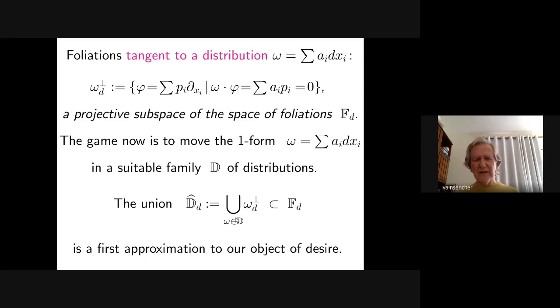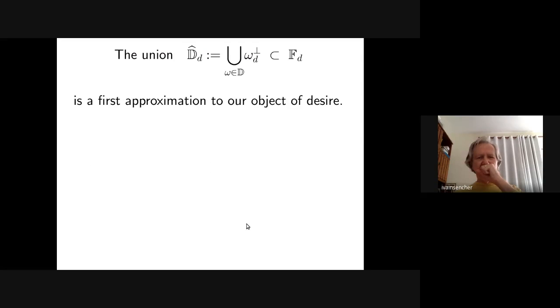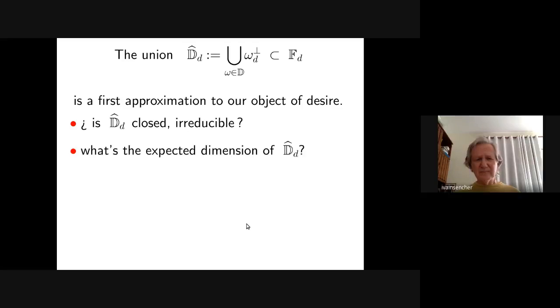So that's what we want to study. It's the space of all foliations of degree D tangent to some distribution varying in a family. And that's just a first approximation. It'll be clear in a moment why it's only a first approximation. Would love to say something in general about expected dimension. And of course, our aim is to compute, to say something about the degree of this d hat.